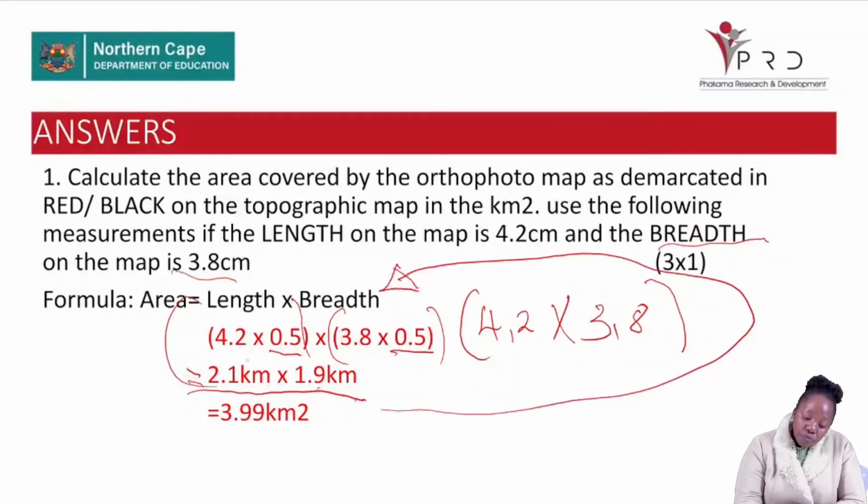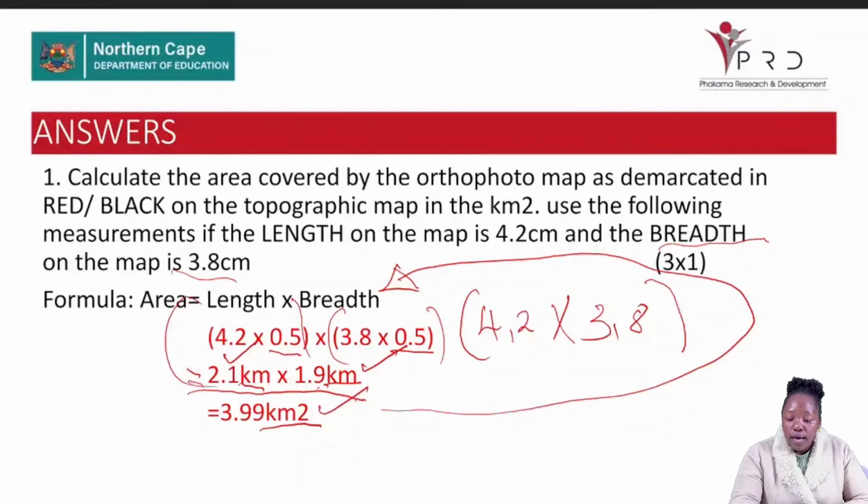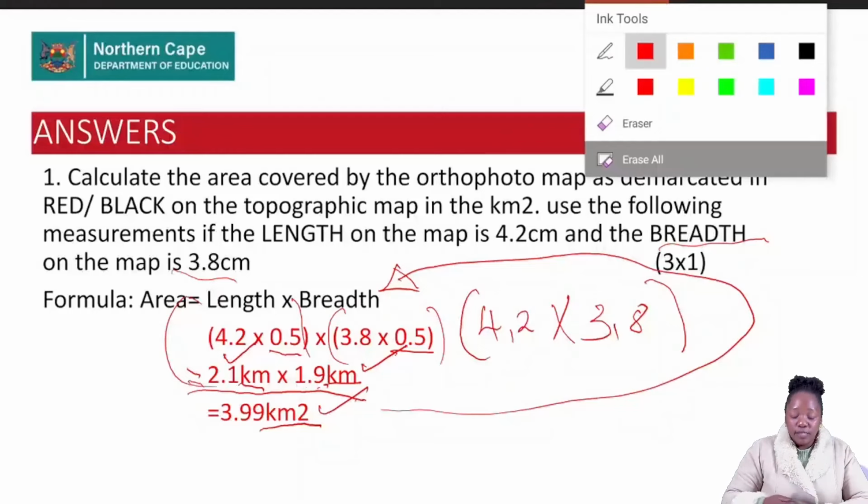So therefore, we have the kilometer and another kilometer. Hence, we will be able to have a kilometer squared. You were given 3 marks. The 3 marks are for the answer of the length, the answer of the breadth and the final answer. So that's where you get those 3 marks. Your 2.1 times your 1.9 is equal to 3.99 kilometer squared. So I hope you got that correct.